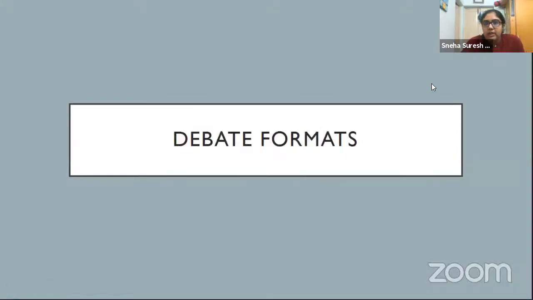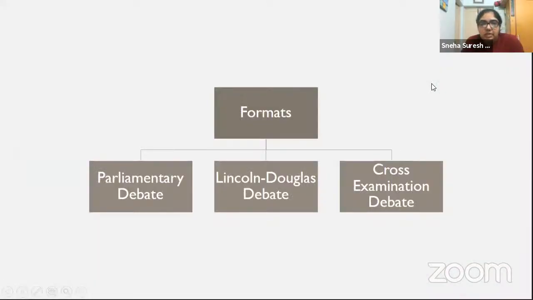So the debate format, if I move to it, there are three main debate formats that you need to be versed with. The first one is parliamentary debate. Parliamentary debate is without a doubt the most common debate format that you will find in different competitions, universities, whatsoever, and it's the most practiced form of debate as well.